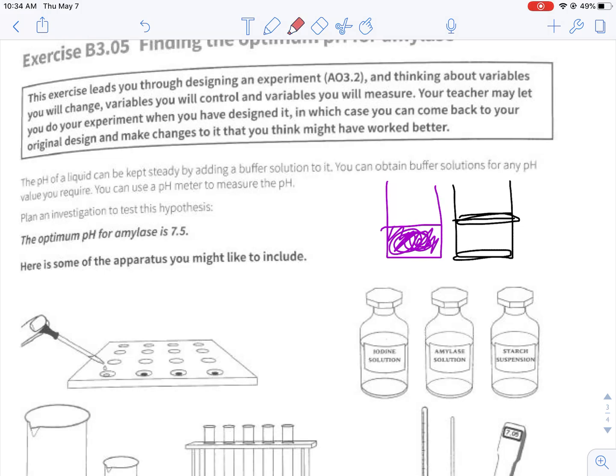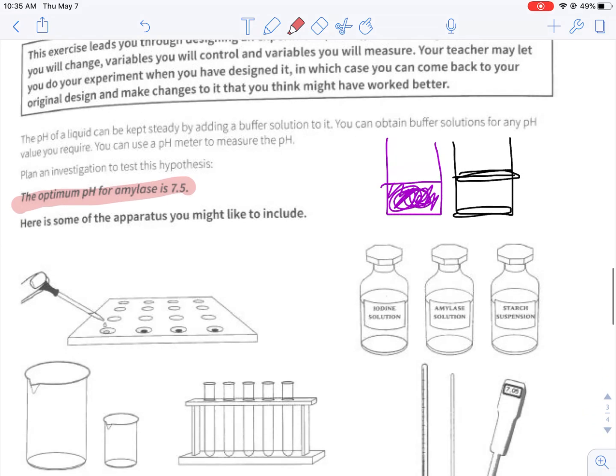the pH is, we're told that we are investigating the hypothesis that the optimum pH of amylase is 7.5. And that seems reasonable because amylase is in saliva, and we don't taste our saliva as being either acidic or bitter, so it seems reasonable that it would be pretty neutral, that this enzyme would work best at.